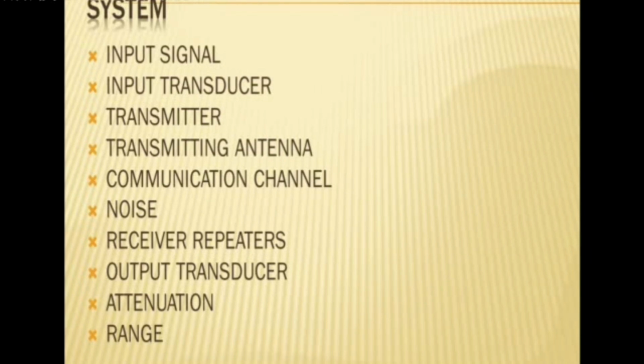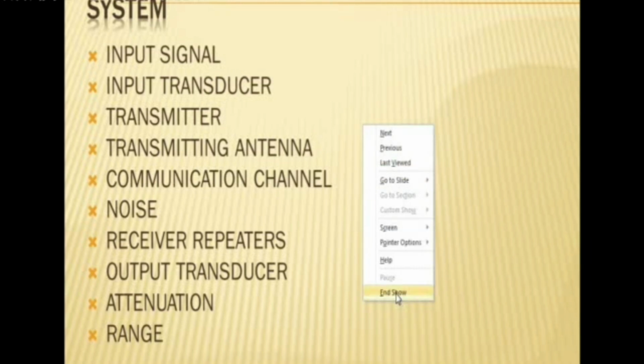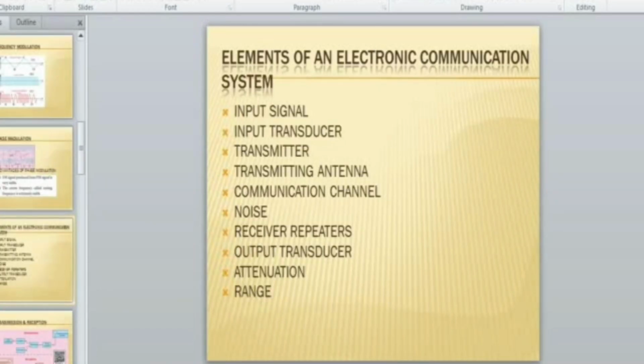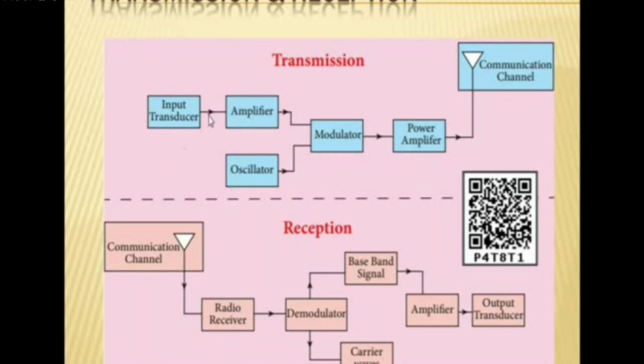Then the transmitter. Transmitter means it transmits the signal. So how that signal is transmitted is shown here. This is the input device. For example, you can take the mic. The mic converts sound energy into electrical energy. That is the input transducer. Then the signal is given to the amplifier. The amplifier amplifies the signal, which is initially weak. So the signal is amplified by the amplifier.